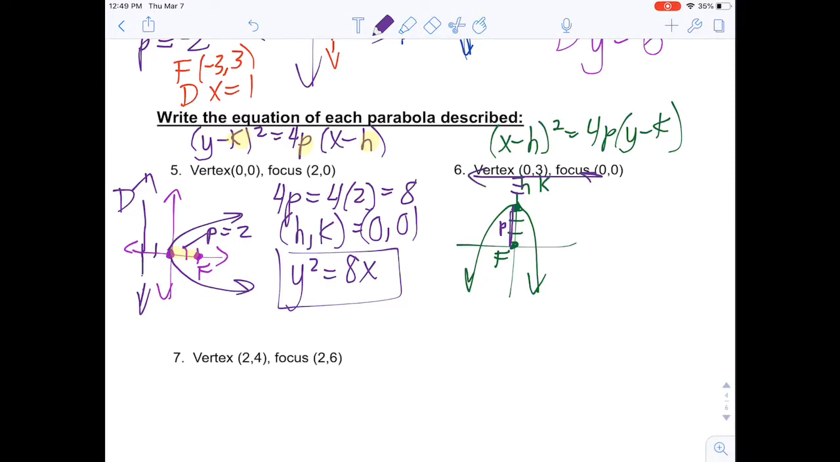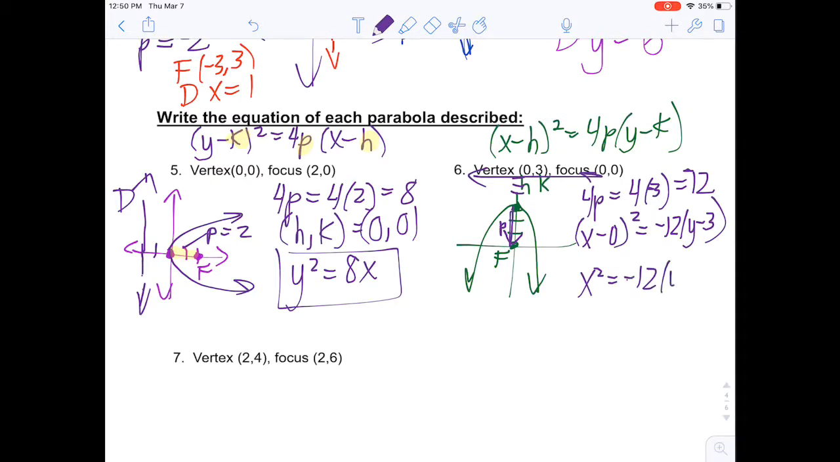So then 4p will be 4 times 3, which is 12. But we're going downward, so it's actually going to be negative 12, our 4p. That negative, since we're going downwards from the vertex to our focus, you could put it in as a negative. And then it's going to be x minus 0 squared equals negative 12 times y minus 3. Or you could just write it as x squared equals negative 12 times y minus 3. And just leave these in vertex form. Don't multiply them out or anything.